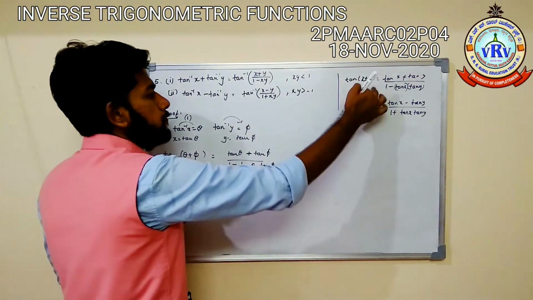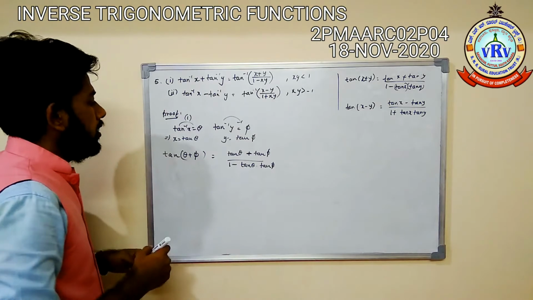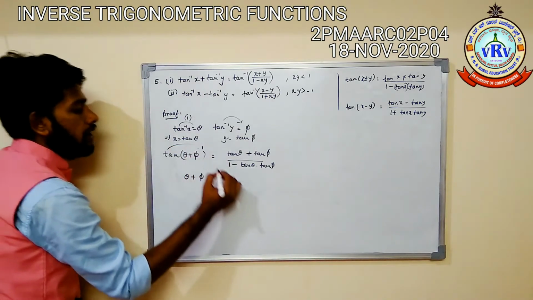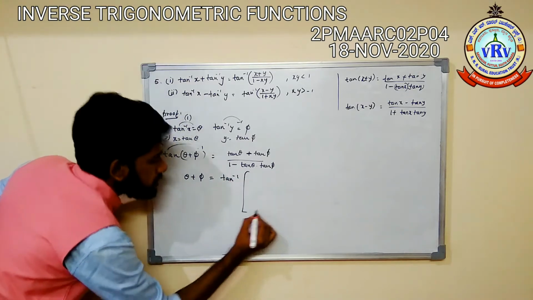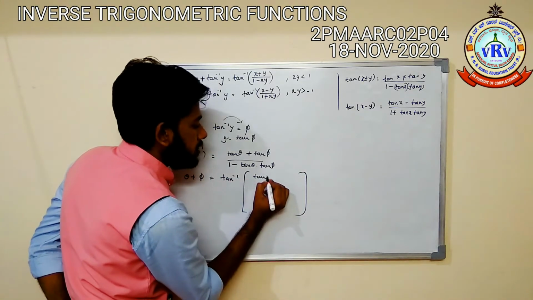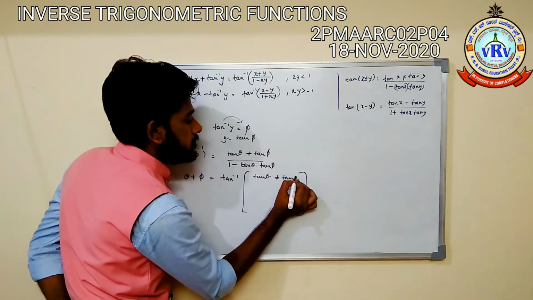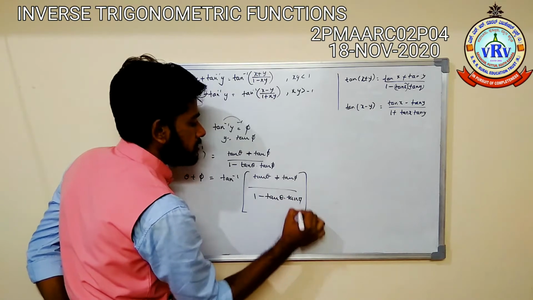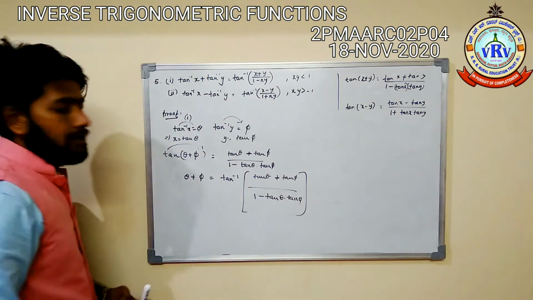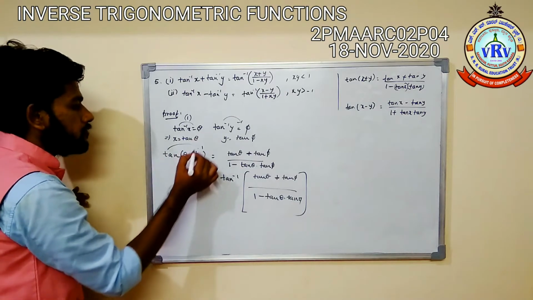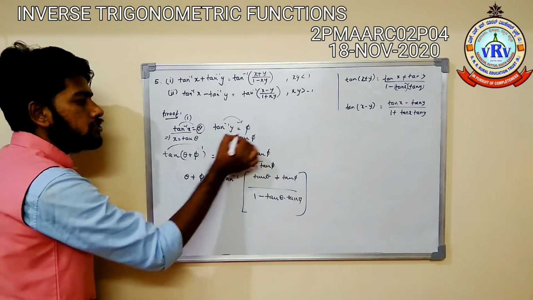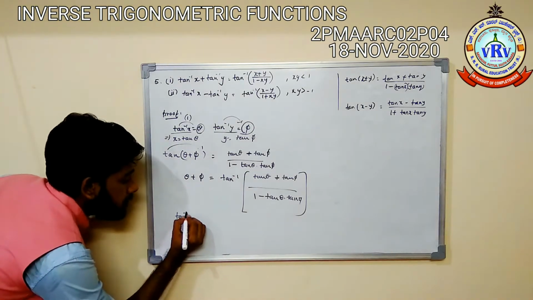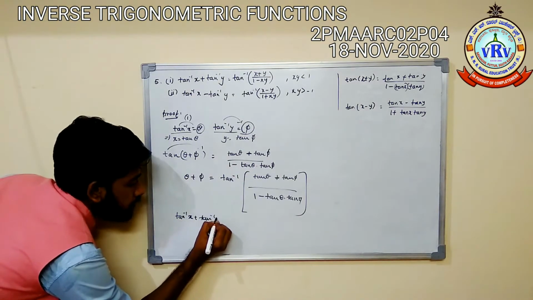Just applying the formula. After that, I will transfer tan theta to the other side. It will give us tan inverse of tan theta plus tan psi divided by 1 minus tan theta into tan psi. Now just replace the value of theta. Theta is tan inverse of x. What is the value of psi? It's tan inverse of y. Right? I will replace it as tan inverse of x plus tan inverse of y.